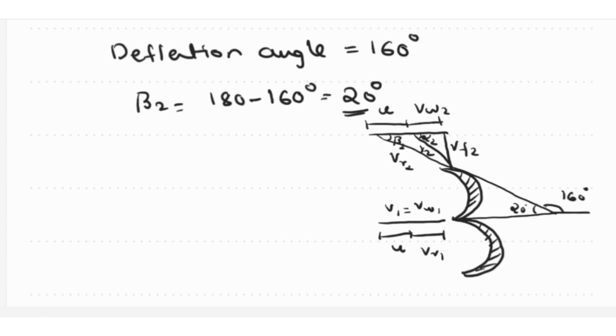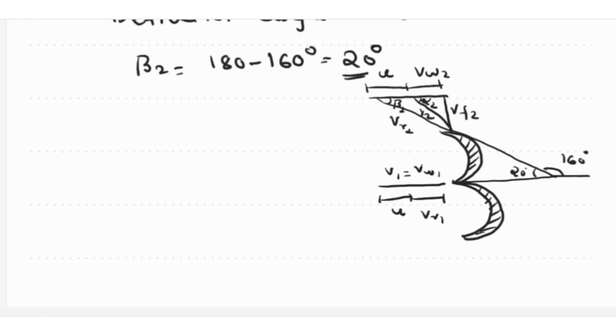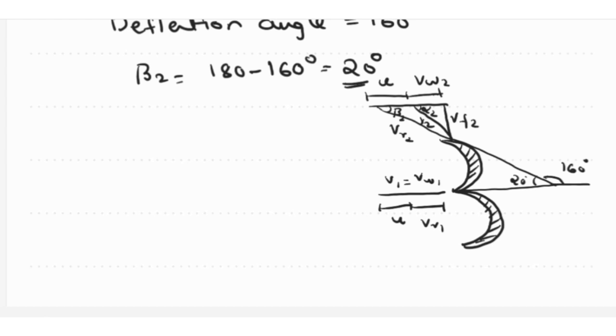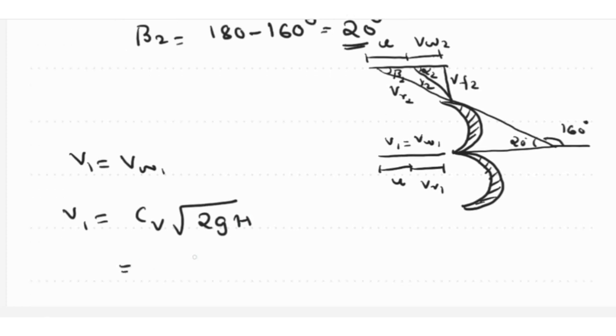So we have to calculate here the runner power. Runner power is work done. So we need here vw1 and vw2. So here we can calculate v1, which is equal to vw1, very easily by using the formula. So v1 is equal to cv into root of 2g h. So coefficient of velocity is given.